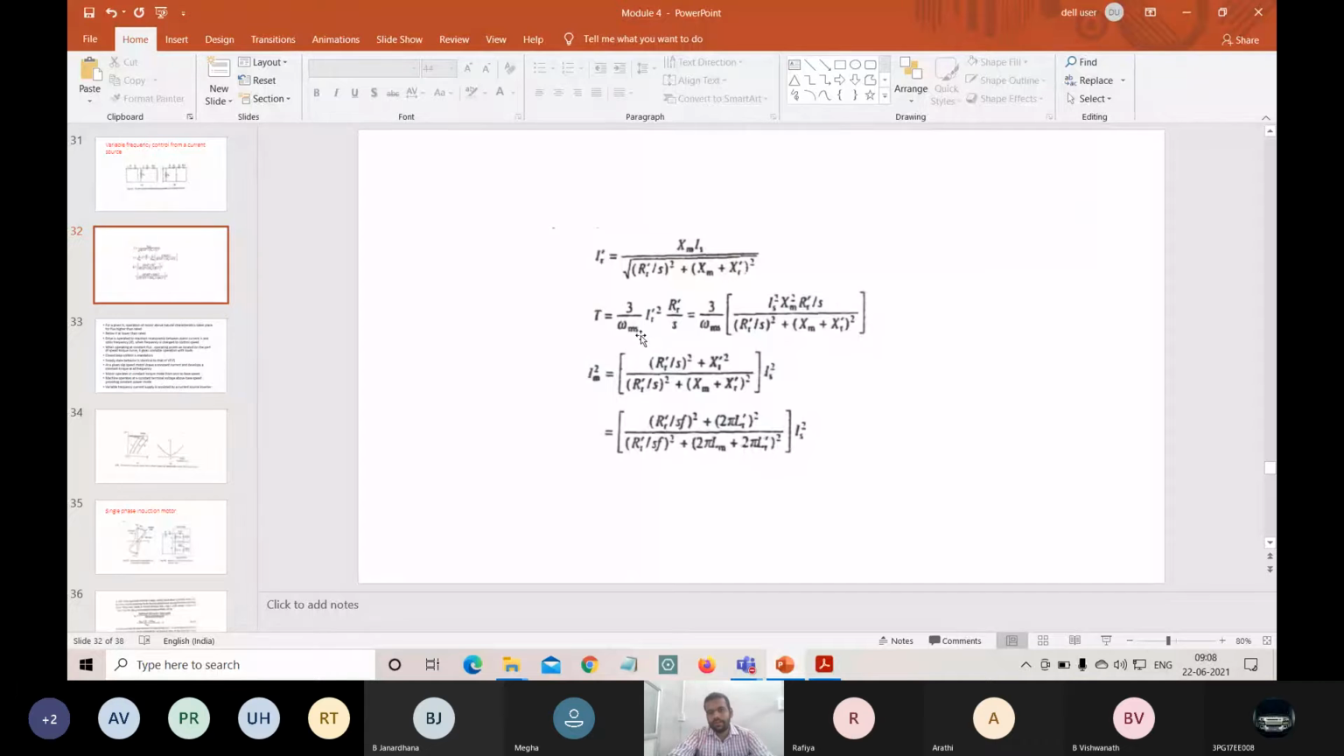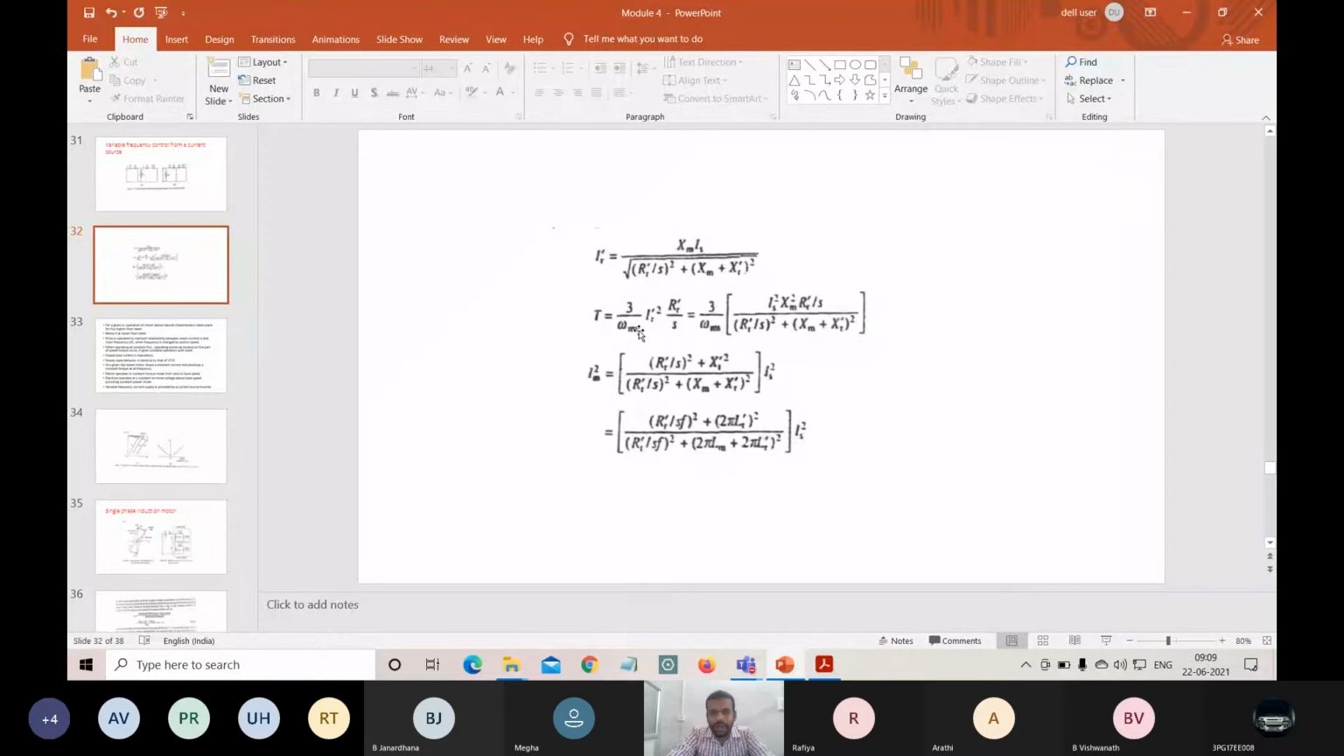So torque is directly proportional to the square of the current. Remember this relationship. What is the relationship between current and torque? The torque is directly proportional to the square of the current, and also inversely proportional to the synchronous speed.